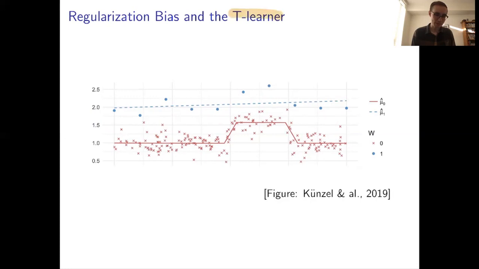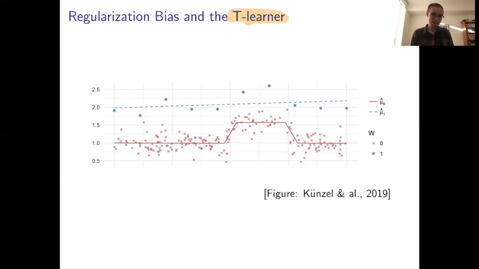Let's try doing so using the T-learner approach. Remember, the T-learner first estimates mu hat 0 of x. It predicts y from x on the controls. Then it estimates mu hat 1 of x. It predicts y from x on the treated. And then it takes the difference. So what's going to happen here?